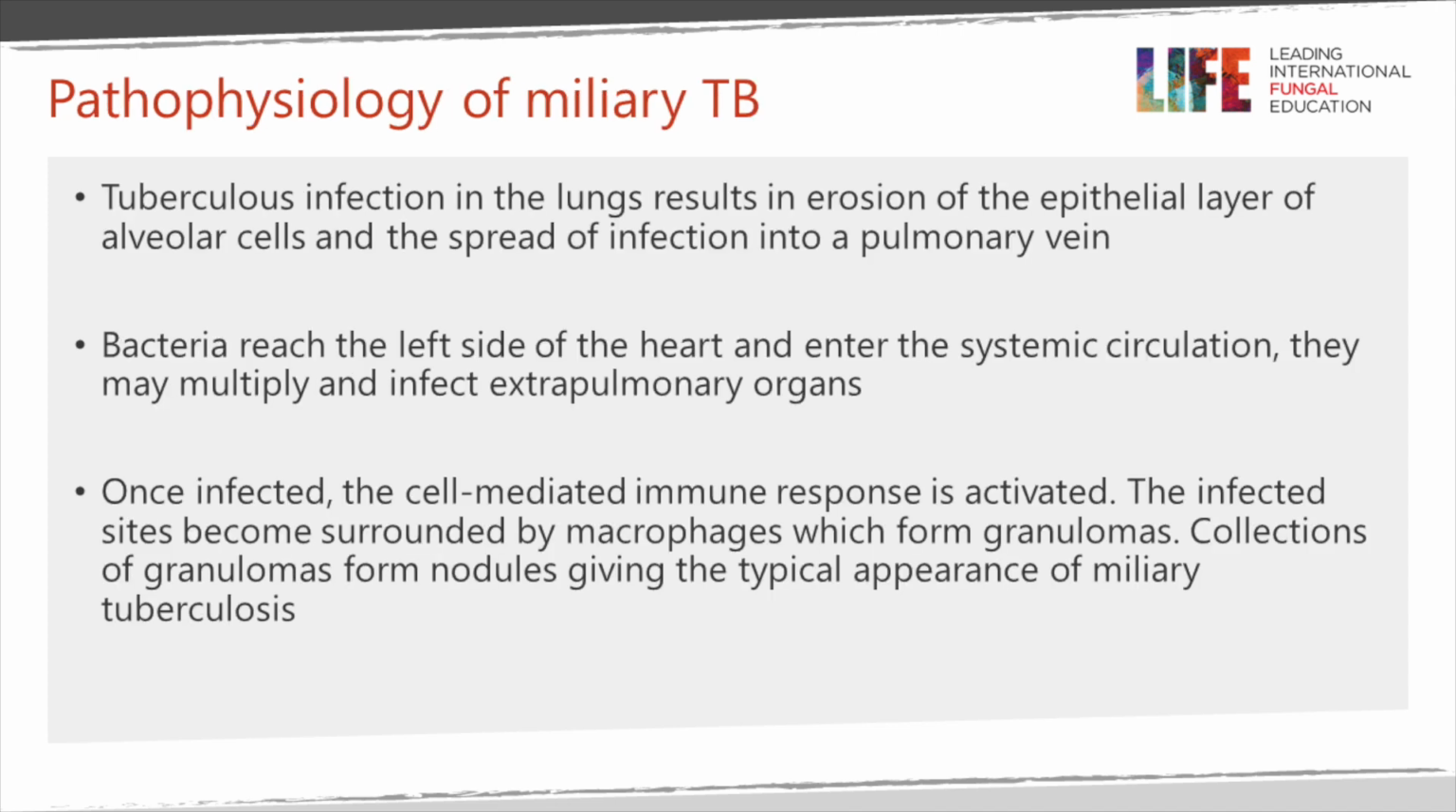The pathophysiology of miliary TB involves erosion through the epithelial layer of the alveolar cells, and this then allows the organisms to spread into a pulmonary vein. These lodge through the tissues of the patient and activate a cell-mediated immunity. We then get macrophages which converge on the area, and these form small granulomas. And it's these granulomata which are the cause of the miliary pattern.